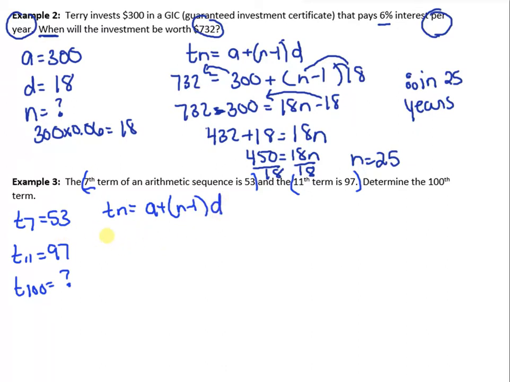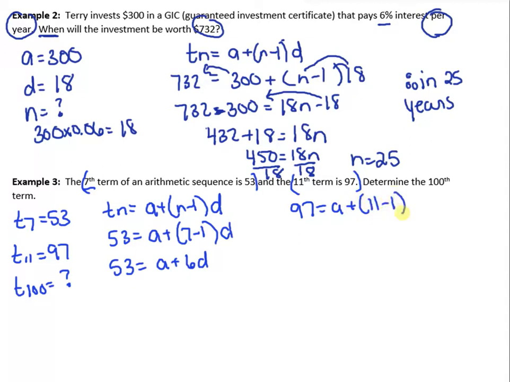Okay, T7 equals 53, so 53 equals, we don't know the starting number a, we know 7 minus 1, and we don't know d. So 53 equals a plus 6d. Now, we know 97 equals a plus (11 minus 1)d. So let's just bring that down here. 97 equals a plus 10d.